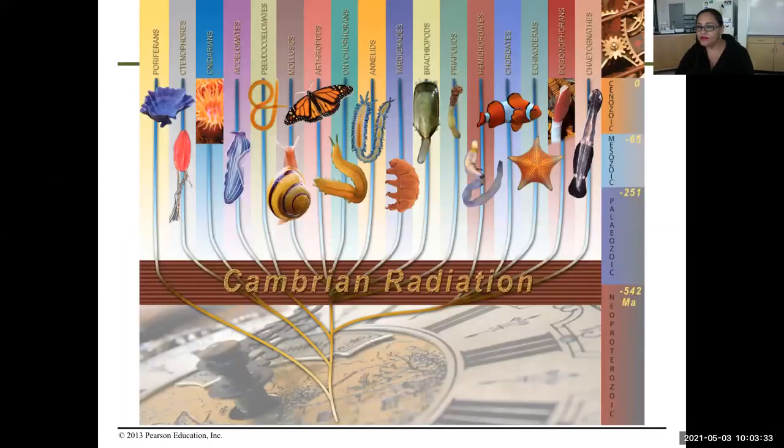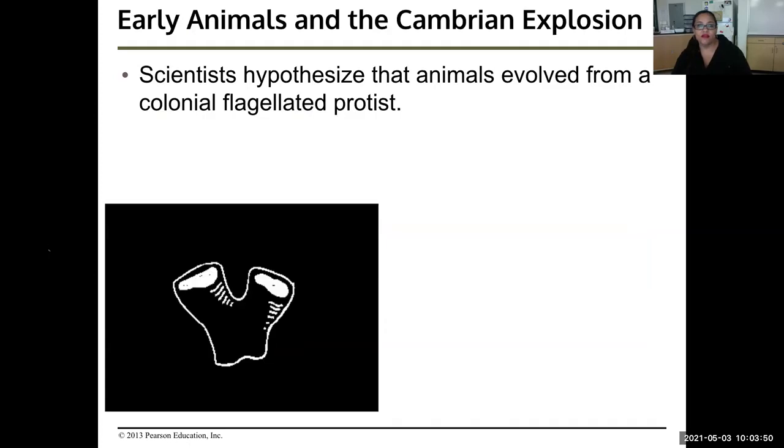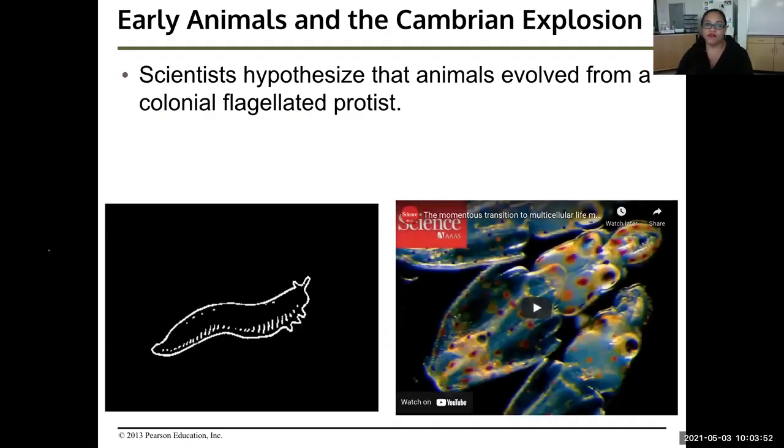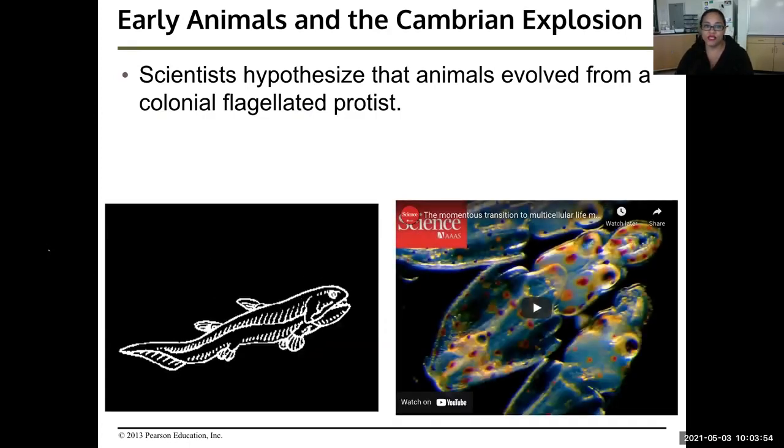So the Cambrian is a period in time. Precambrian life came before the Cambrian period. Then a bunch of different animals evolved right during the Cambrian period, and they called it the Cambrian explosion or the Cambrian radiation. But that's where the name Cambrian came from. So scientists hypothesize that animals evolved from a colonial flagellated protist.